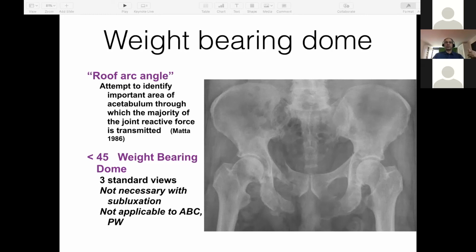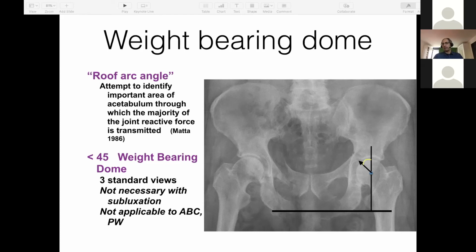Well, there was something described as the roof arc angle in the era pre-CT scan, in which we would take a horizontal, drop a perpendicular, and draw a line from the center of the acetabulum, not the femoral head. Remember, we're trying to determine the center of the actual flat most extent of the fracture, and if that was within 45 degrees, that was determined to be unstable.